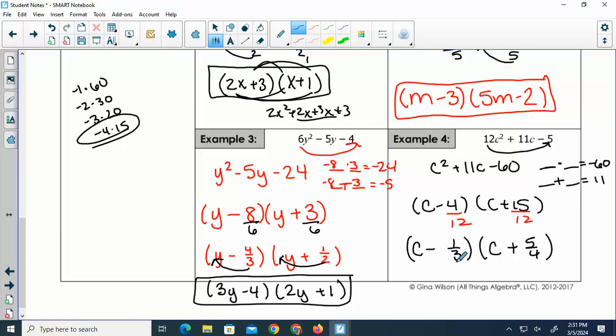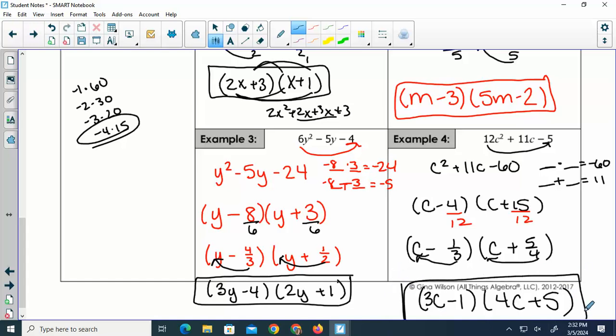So to finish it, we can't have a fraction, so we slide the denominators back in front. So we get 3c minus 1, 4c plus 5. Okay. We're going to do a few more.